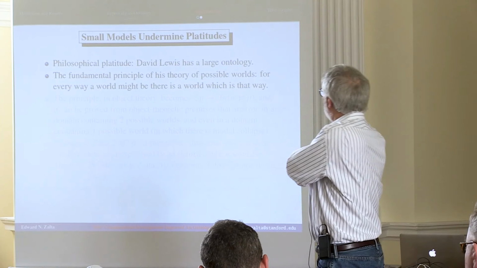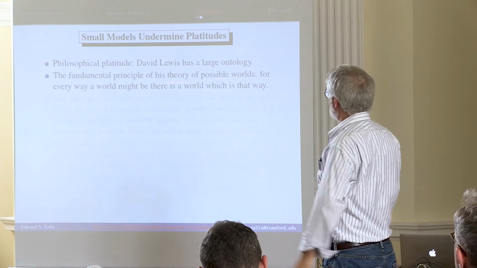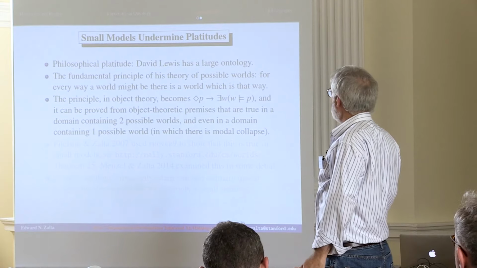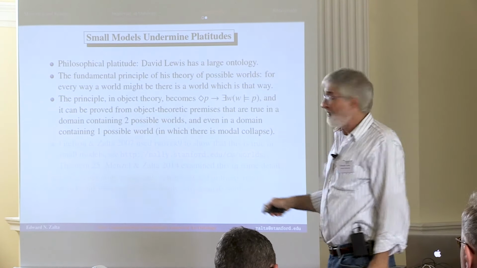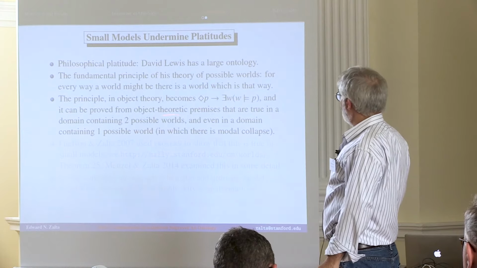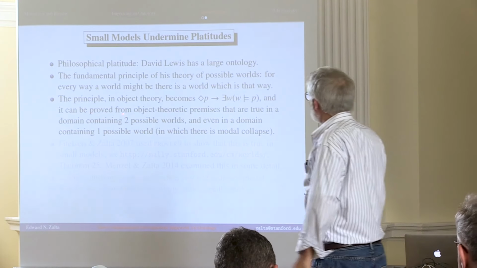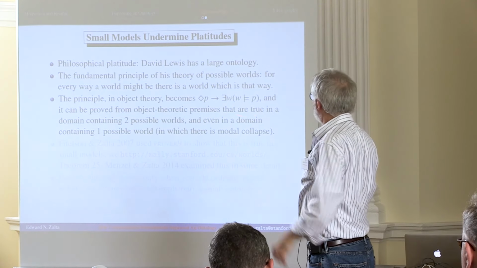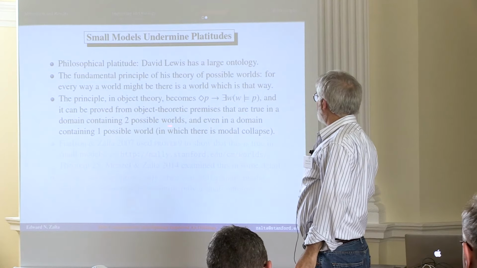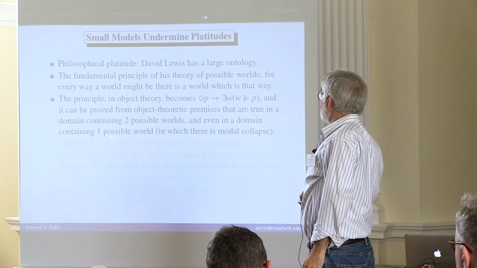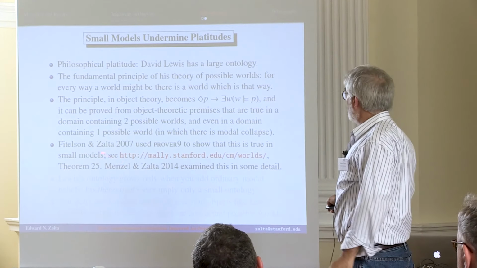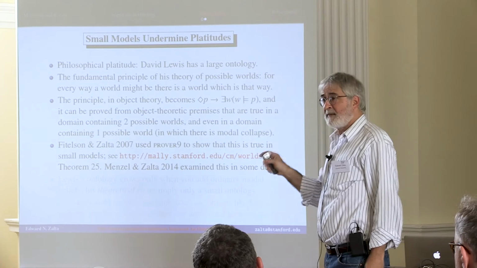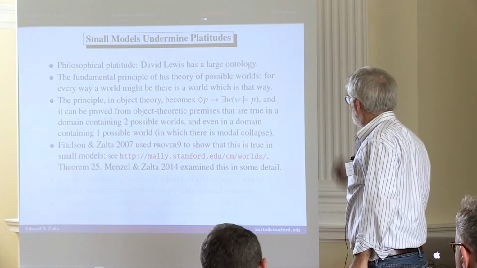So the fundamental principle of his theory of possible worlds, as I mentioned earlier, is: for every way a world might be, there is a world which is that way. And in object theory, it becomes this. This is the left to right direction of that theorem. And it turns out you can show, using these model theoretic techniques and the computational methods, that this is true in a domain containing just two possible worlds, and even in a domain containing one possible world. And Brandon and I showed that in 2007, and that led Chris Menzel and I to look at this in some detail to see what it was that was driving these tiny models.